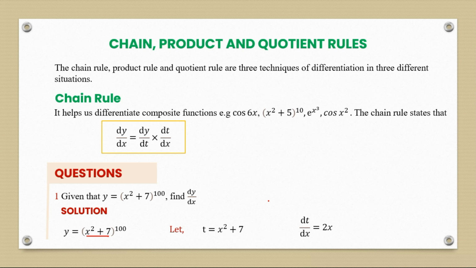Now we're going to differentiate t. We have two different variables, a t and an x, so we're going to have dt/dx. When we differentiate this, you can see that x squared becomes 2x, and because 7 is a constant, it becomes 0. So at the end we are left with dt/dx being equal to 2x.